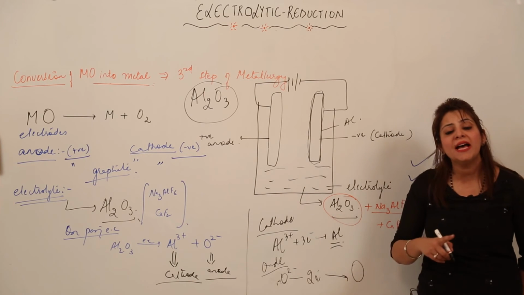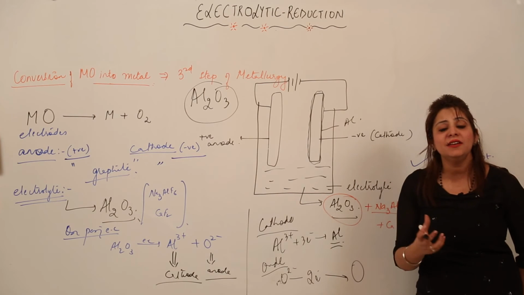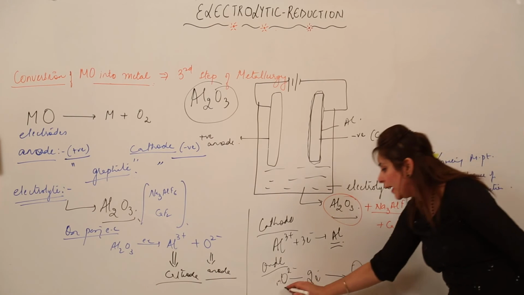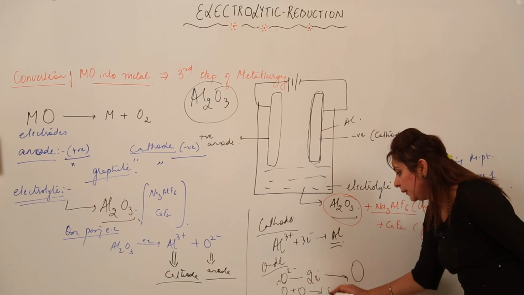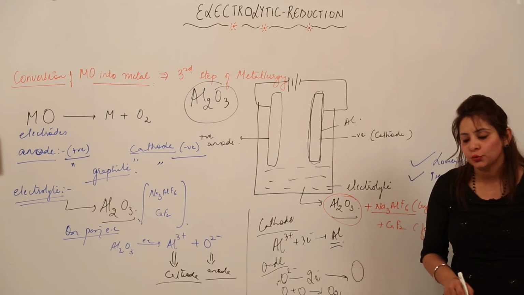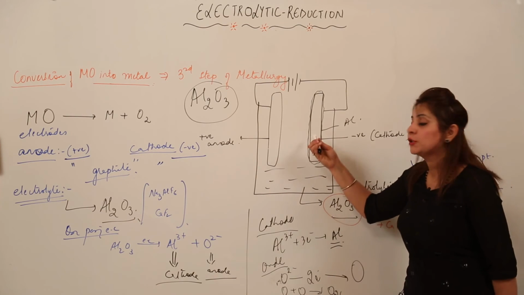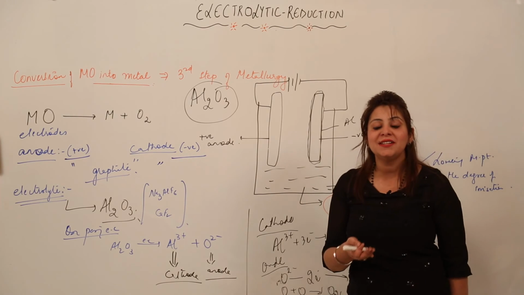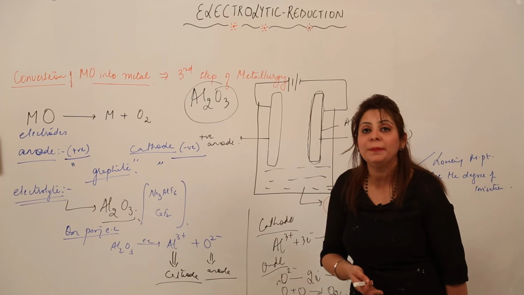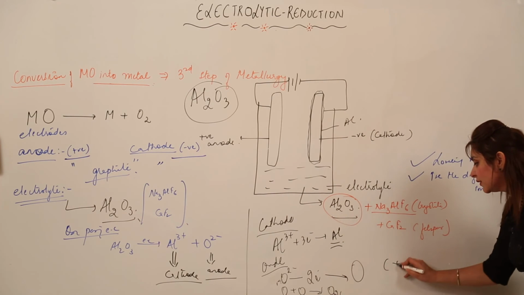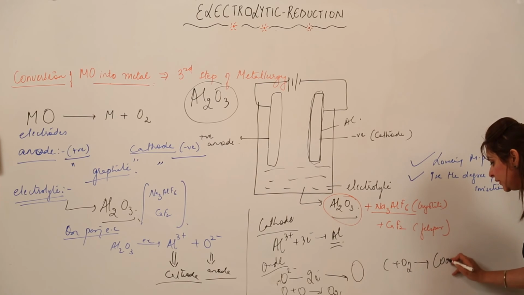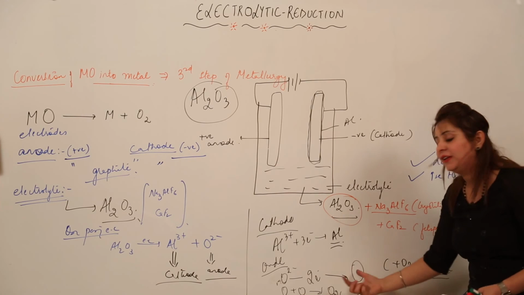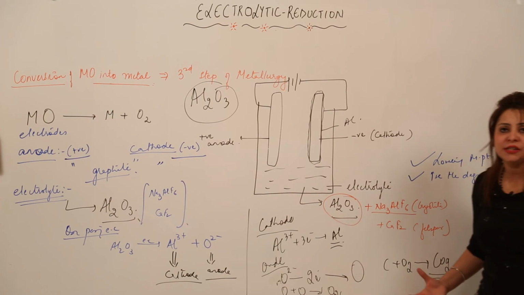O has a tendency to exist in nature in diatomic form, that is O2. So 2 O atoms combine and form a diatomic molecule, O2. Moreover, the electrodes are made of graphite, which is a form of carbon, and carbon and oxygen have a great tendency to combine. So we will also see C plus O2 forming CO2. That means at the anode we will see O2 as well as CO2.